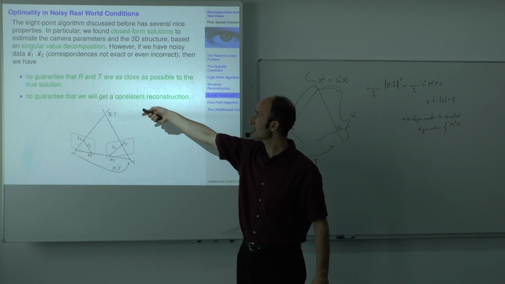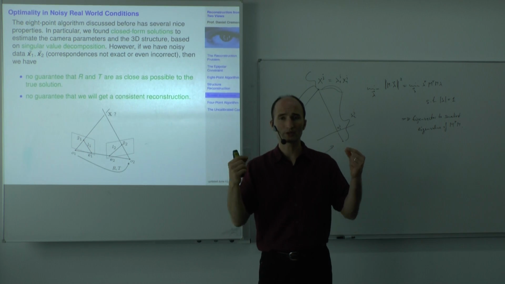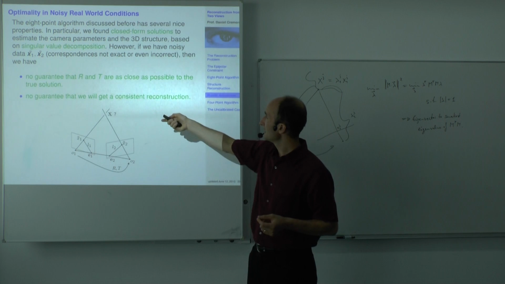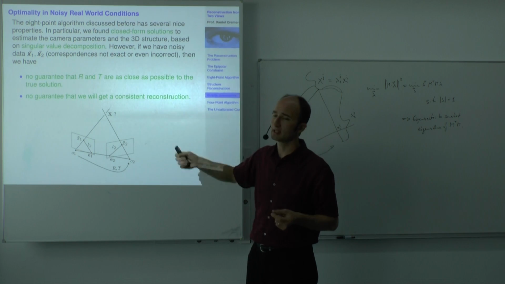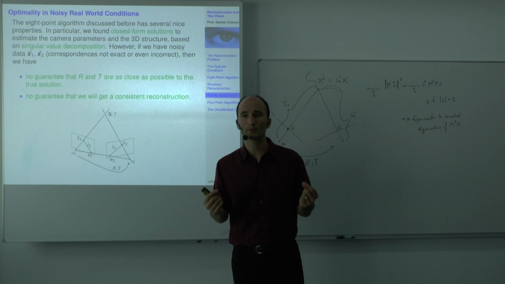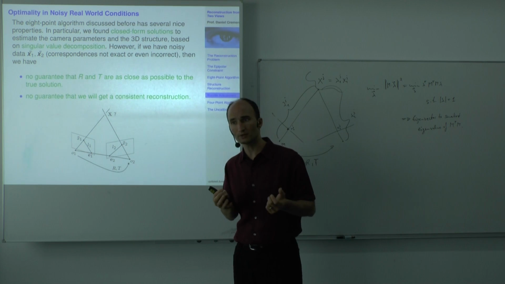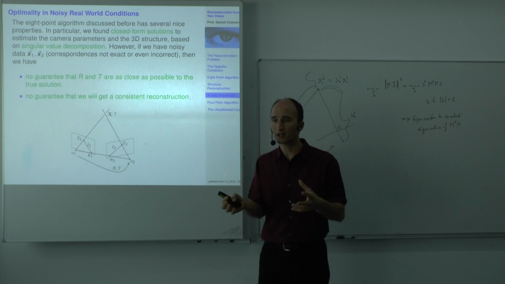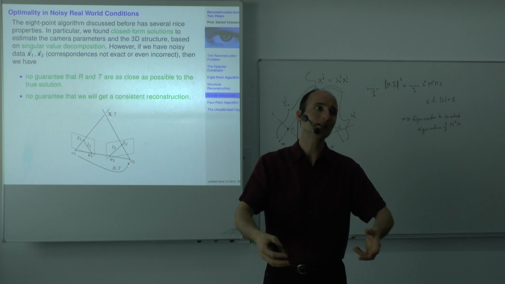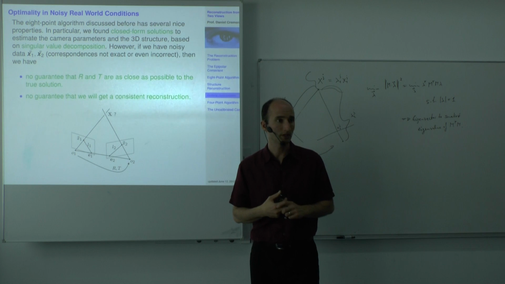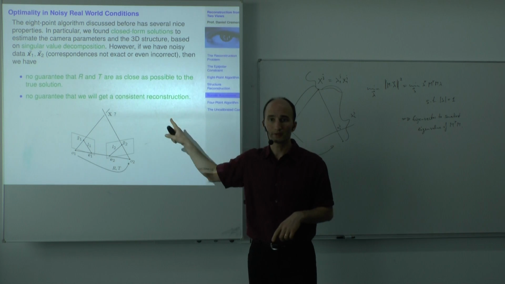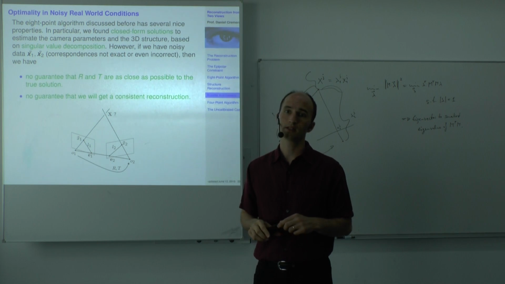So if the estimated correspondences are close to the correct ones, then I would want a solution where the estimated camera transformation is also close to the correct one. So some kind of robustness, if you want. Slight errors in the measurements should only lead to slight errors in the solution. Unfortunately, for this solution, this is not the case.